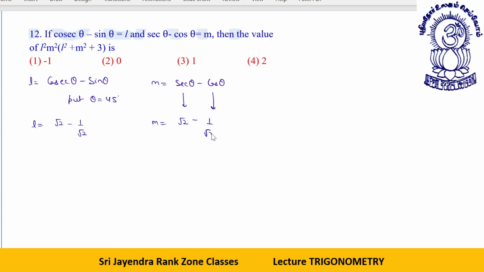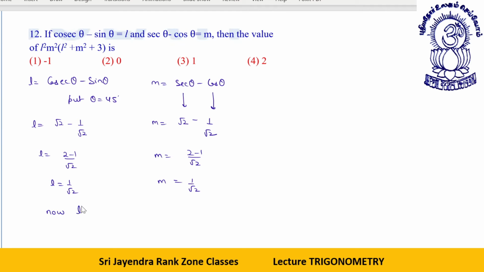Cos 45 will be 1 by root 2. This implies L is equal to 1 by root 2. From here, M will be what? Again, M will be 1 by root 2.